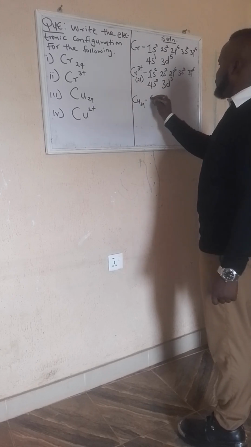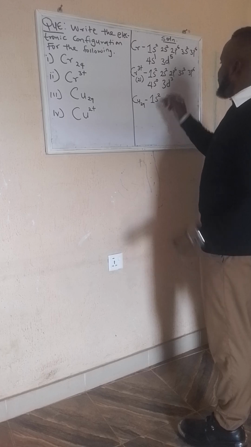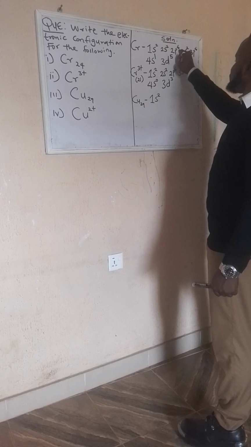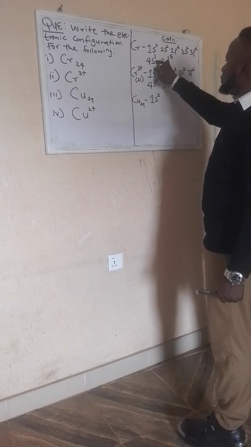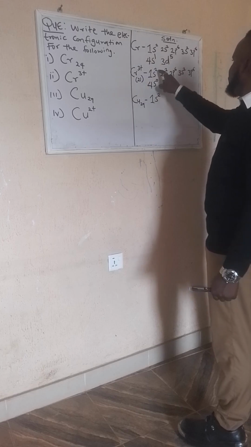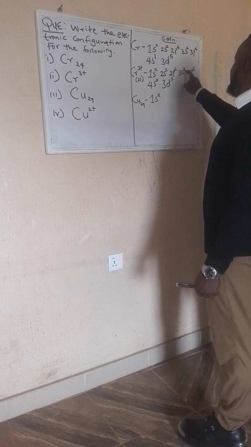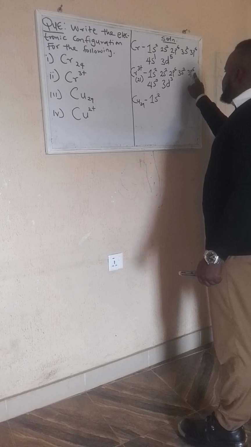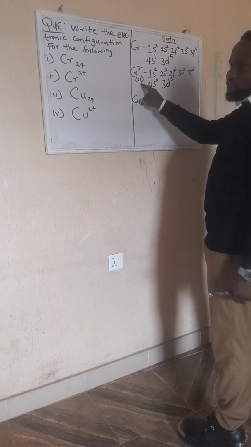Now copper has a similar case with that of chromium because its own is 29, chromium is 24. Now let's write for copper too. 1s2. By the way, if you want to confirm if what you are putting is correct, 2 plus 2, 4, 4 plus 6, 10, plus 2, 12, plus 6, 18, 18 plus 1, 19, plus 5, 24. I see this is 24 already. And if this is 21, 2 plus 2, 4 plus 6, 10, 10 plus 2, 12, 12 plus 6, that's 18, 18 plus 3, that's 21.